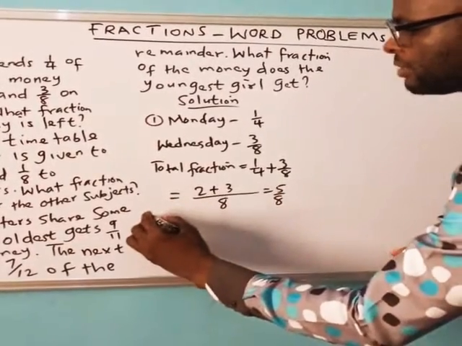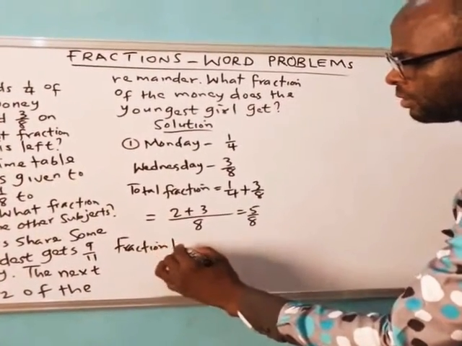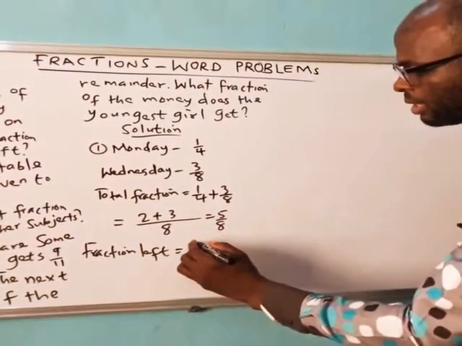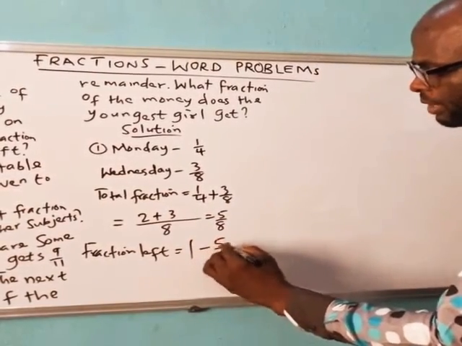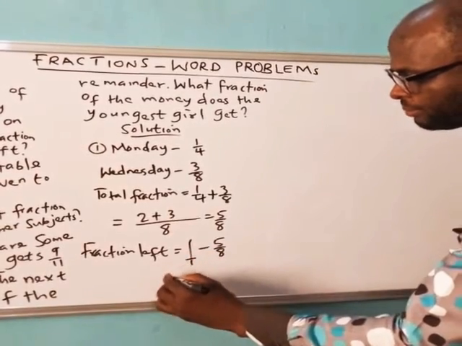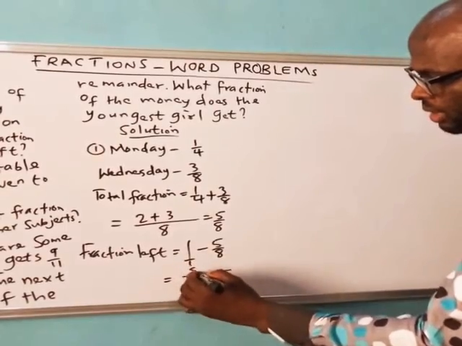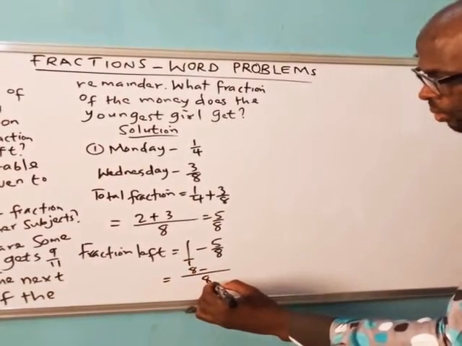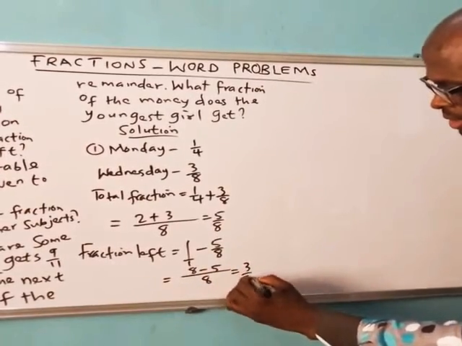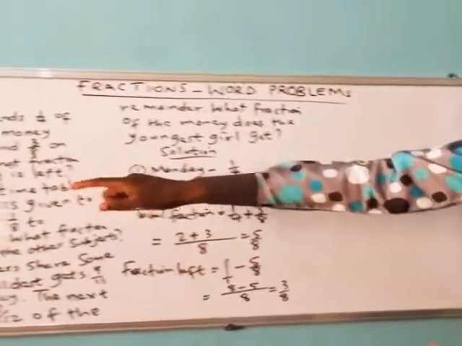So, the fraction left. You subtract this fraction from a whole number, which is 1. That will be 1 minus 5/8. You express 1 as a fraction over 1. So the LCM is 8. 1 in 8, 8. 8 times 1, 8. Minus 8 in 8, 1. 1 times 5, 5. That is 3/8. That is the fraction left. Is that clear?